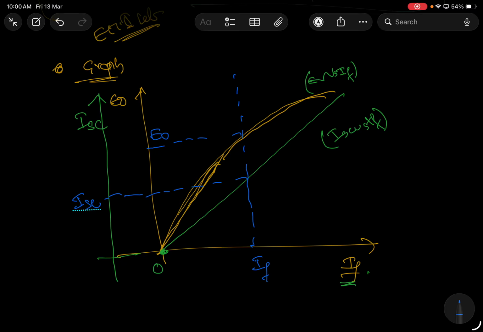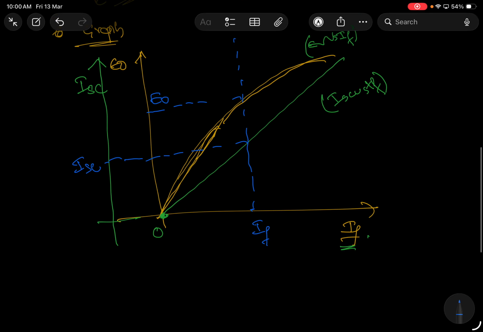So let it be some 20 amps or some 220 volts, whatever the values are. I'm just taking a random dotted straight line here, which projects onto the IF, for the same IF. Take the corresponding values of E naught, and extrapolate the corresponding values of E naught as well as ISC here.